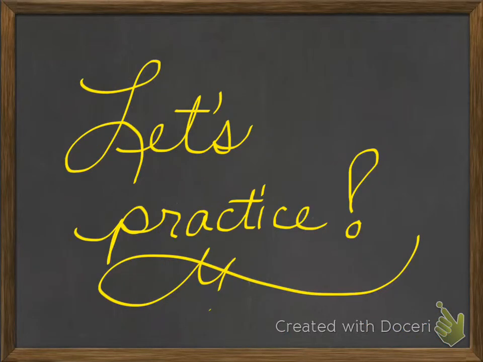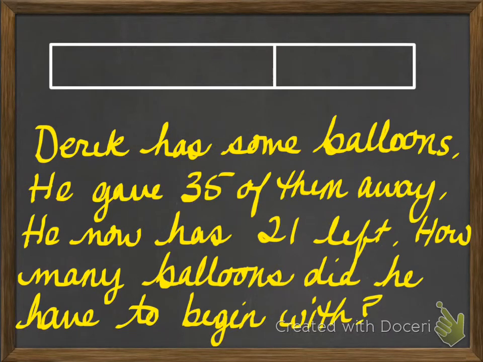Okay, let's practice a few more. Derek has some balloons. He gave 35 of them away. He now has 21 left. How many balloons did he have to begin with?